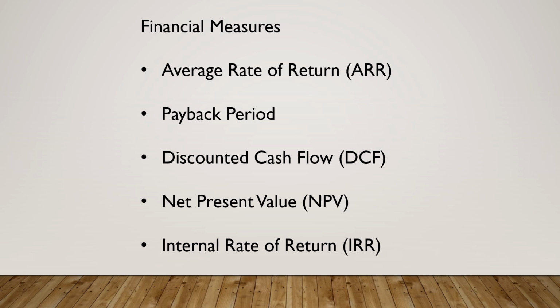So year one, the $36,000 is multiplied by 0.8929 for a total of $32,144. Year two, $40,000 times 0.7972 is $31,888. Year three, $44,000 times 0.7118 for a total of $31,319. Year four, $50,000 times 0.6355 is $31,775. Year five, the revenue is $60,000 times 0.5674 for a total of $34,044.